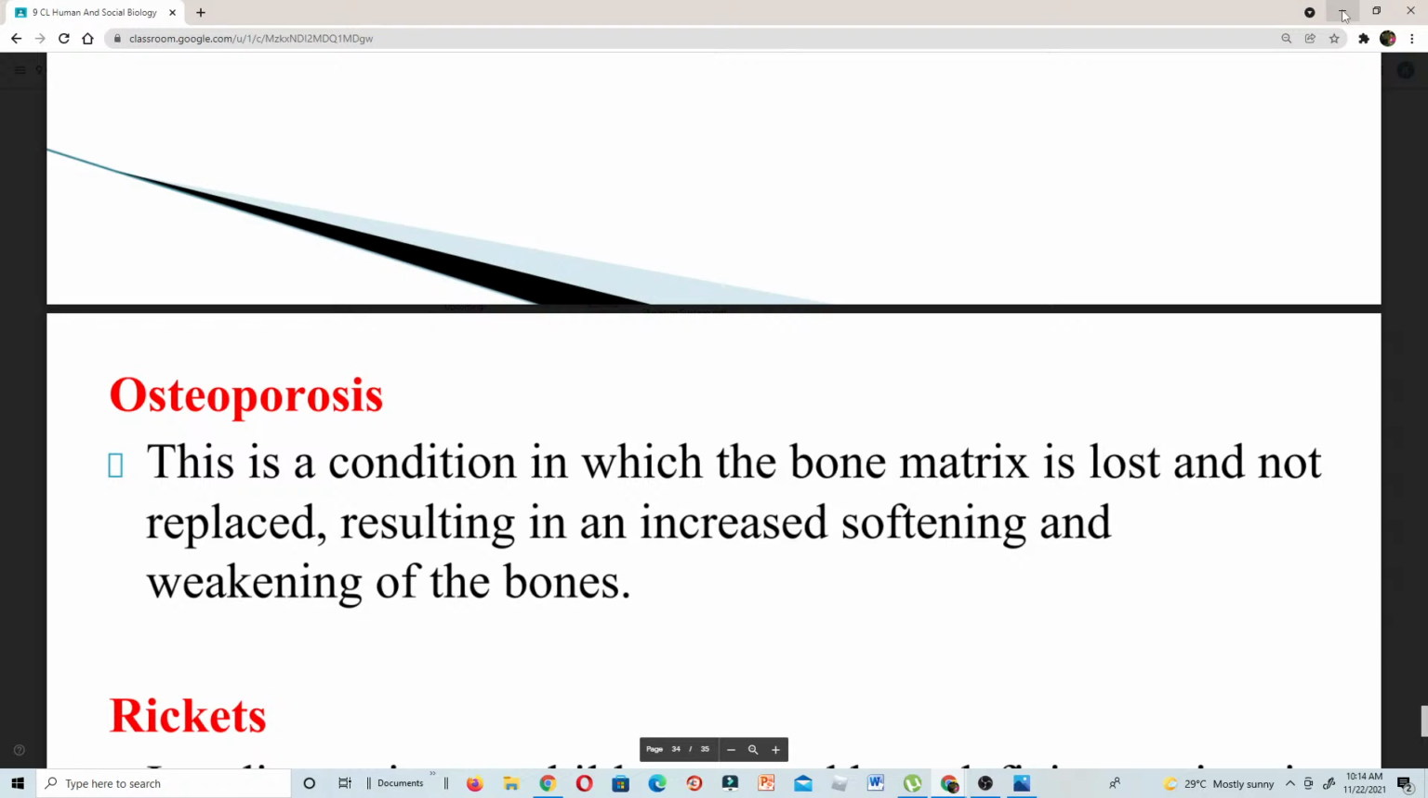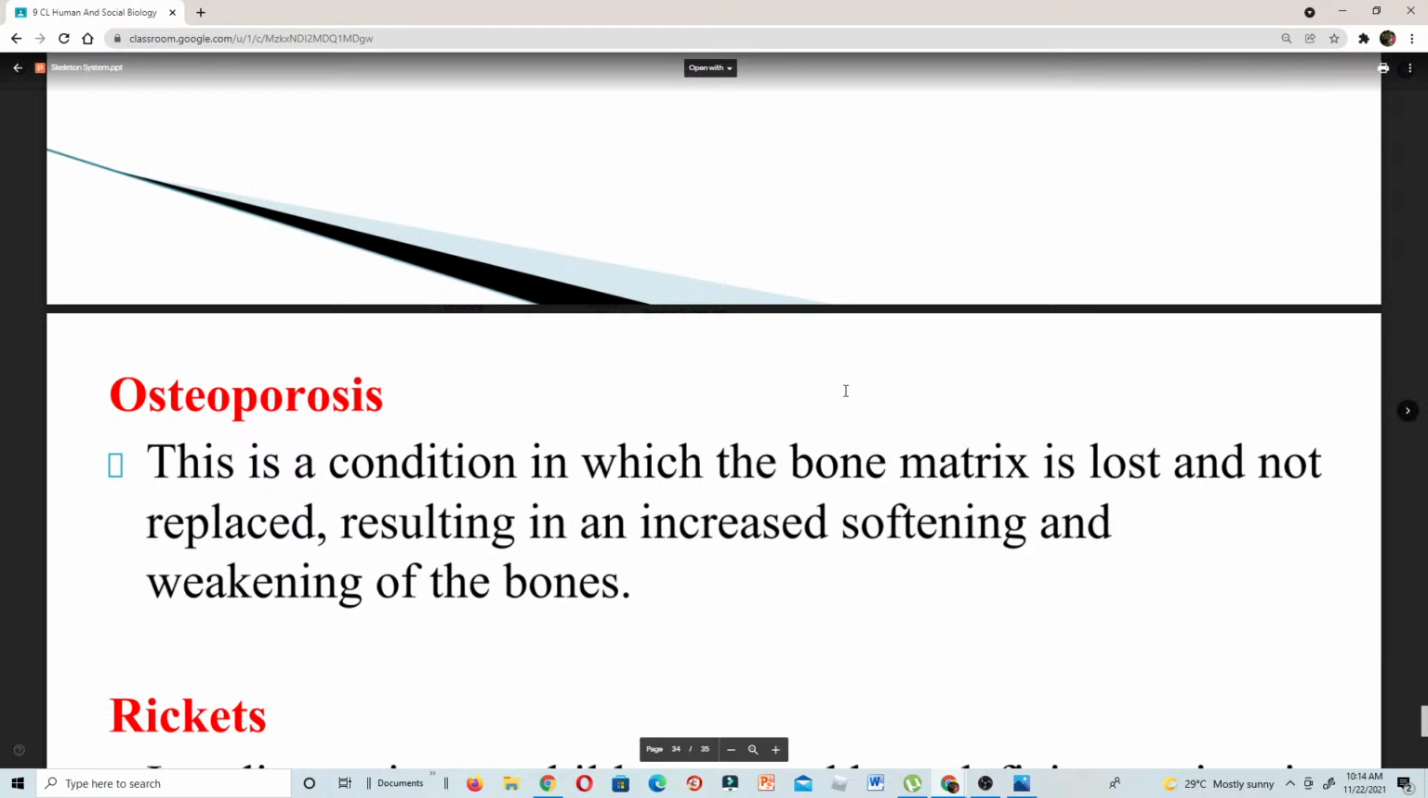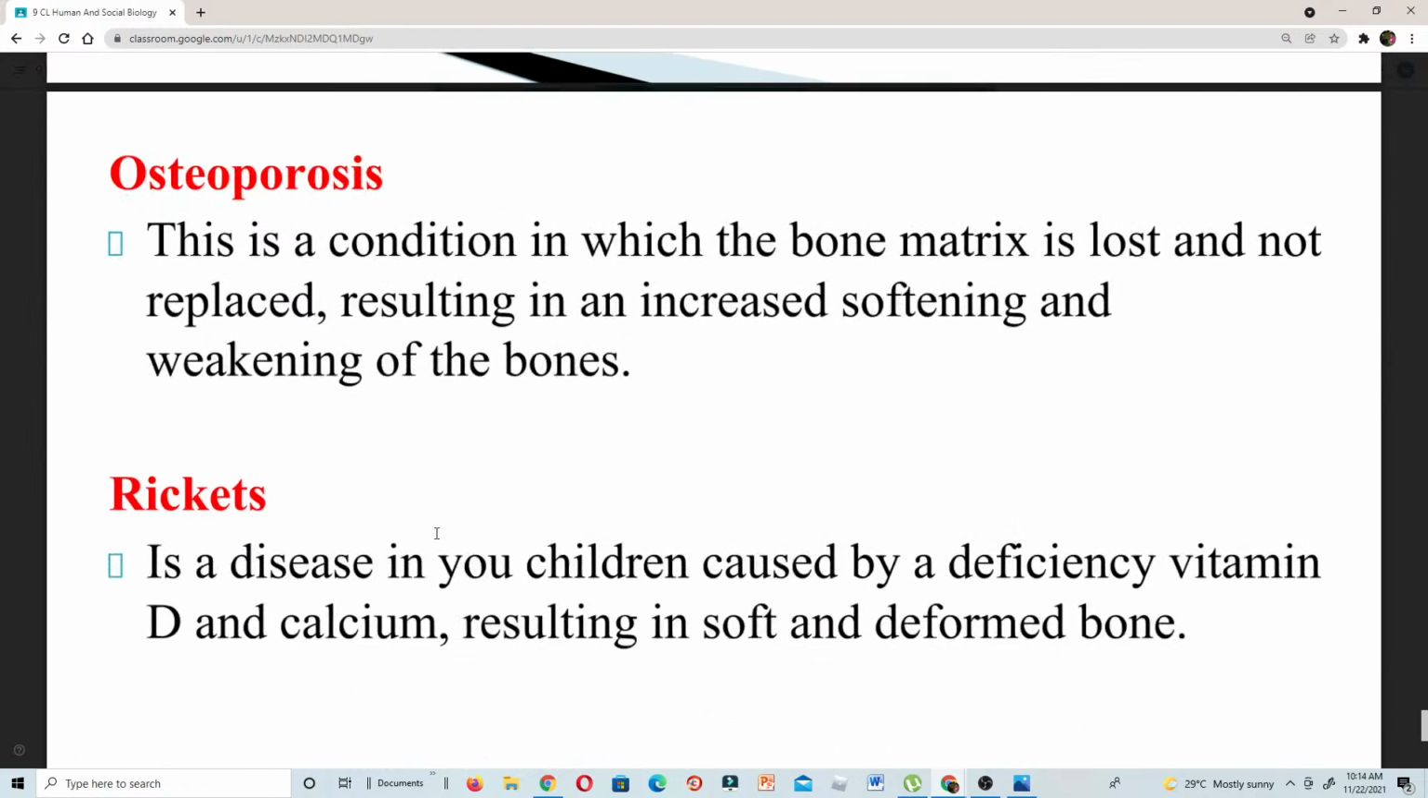And once our bones are soft, then it is dangerous, because that simply means your bones will not be able to withstand or bear pressure or weight. Let's say for example you're jumping, then your bones would easily shatter just like glass, simply because they are too soft, they are brittle.